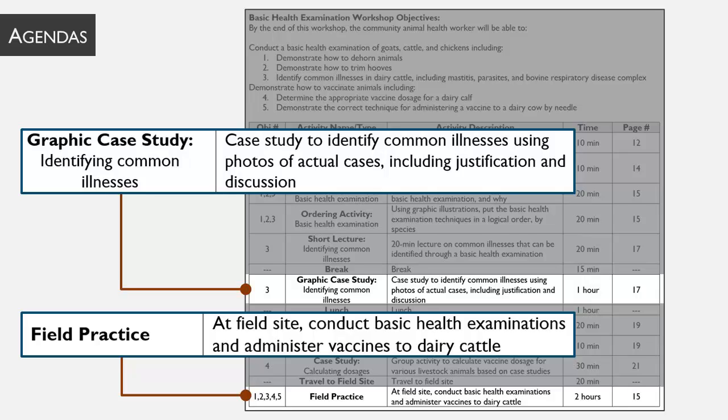Finally, it is important to include knowledge checks and evaluations to determine if the participants have reached mastery of the objectives. In this agenda, there are 2 such activities. The first is a case study where the participants will use photos to identify common livestock diseases. The second is a field practice where the participants will conduct a basic health examination and administer vaccines to dairy cattle. Note that both of these activities are simultaneously instructive and evaluative. This is common in many of these kinds of trainings. They could be used as a knowledge check that is also instructive or as a formal evaluation method.